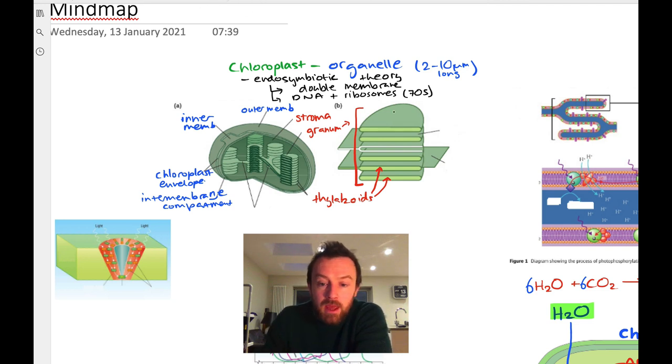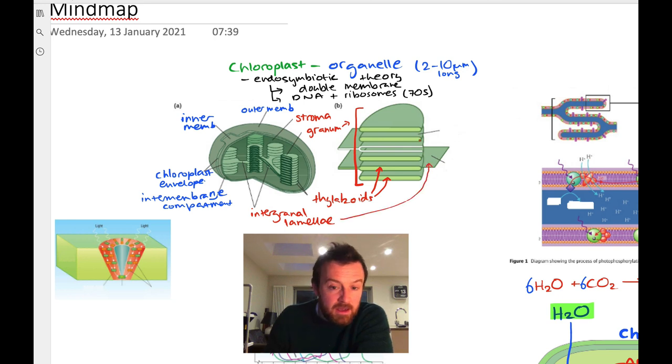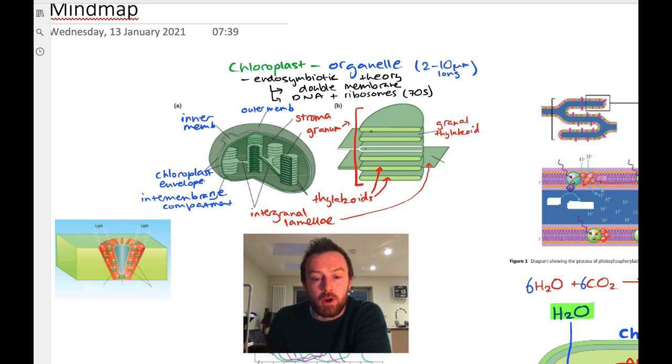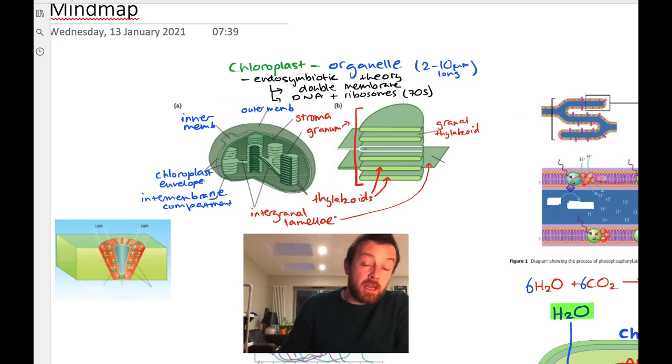Other things to label here, between the granum, there's a granum. These little bits here are called intergranal lamellae. And that's also the same as this. And then right here, this is just another labeling of a thylakoid. We can call it a granal thylakoid. So basically, the thylakoid membranes can be in two parts. The vast majority are in the granum. We call those the granal thylakoids. Also, you can have a thylakoid membrane joining two grana, in which case you call it an intergranal lamellae.